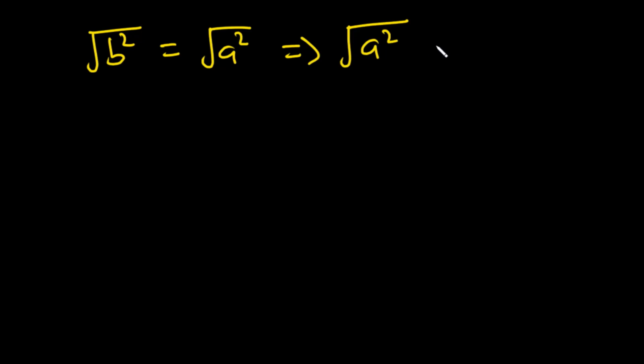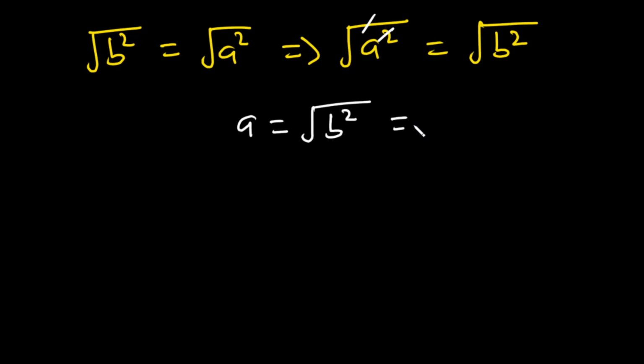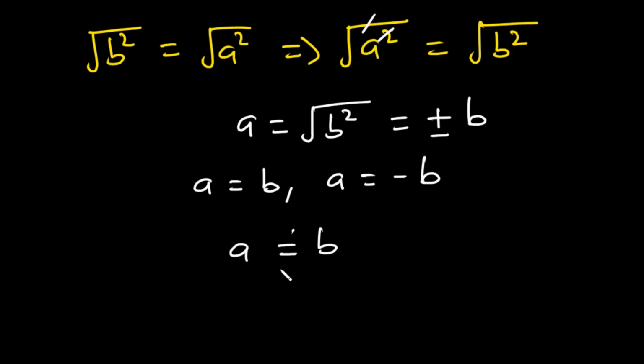The square root of a squared is equal to the square root of b squared. The square root cancels the square, and then we have a is equal to the square root of b squared, which is equal to plus or minus b. Now what this primarily means is that at some point in time, a is equal to b, and at another point in time, a is equal to negative b. So since a is not equal to b at all times, the function is not 1 to 1.